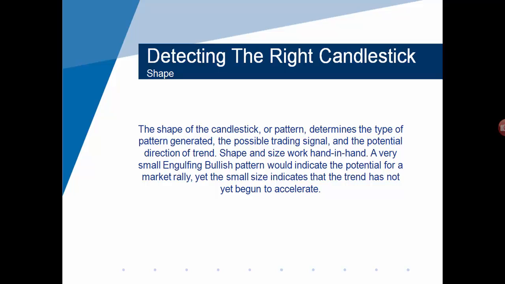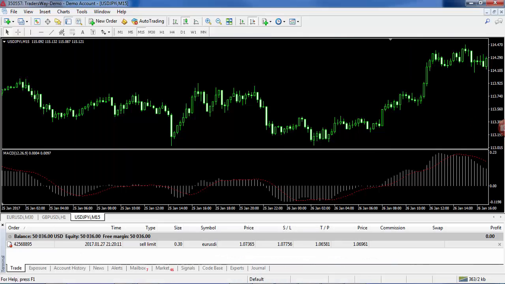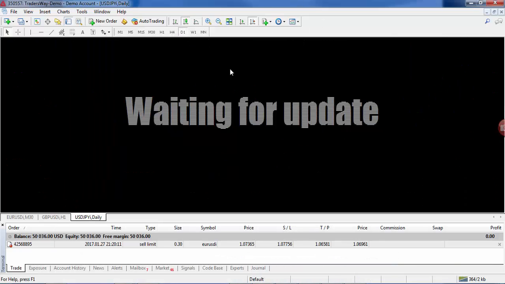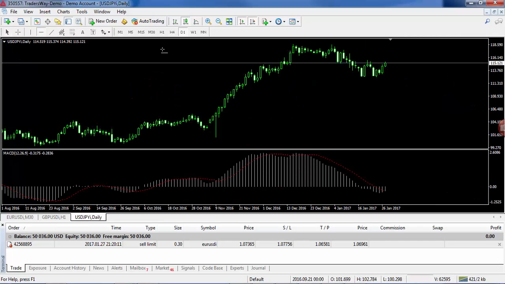So, again, we want to keep the shape and the size tied together. Most importantly, we want to ensure the location of the candlestick. The location of the candlestick pattern will assist in determining the possible trend direction or trend trading signal. So, when we're looking at a candlestick pattern, first, we want to look at a larger time frame as to what's going on. Then, we want to identify that resistance level.